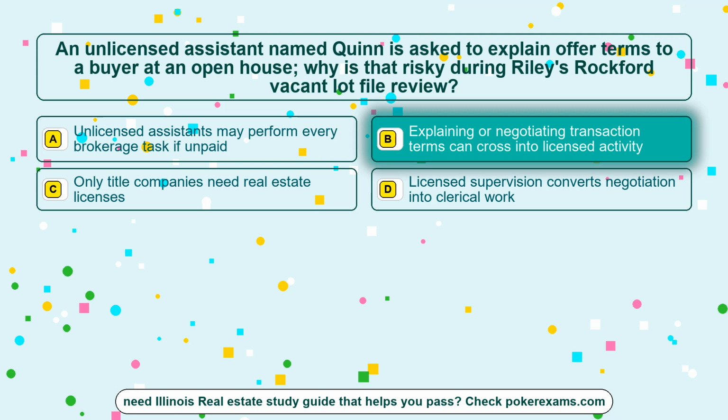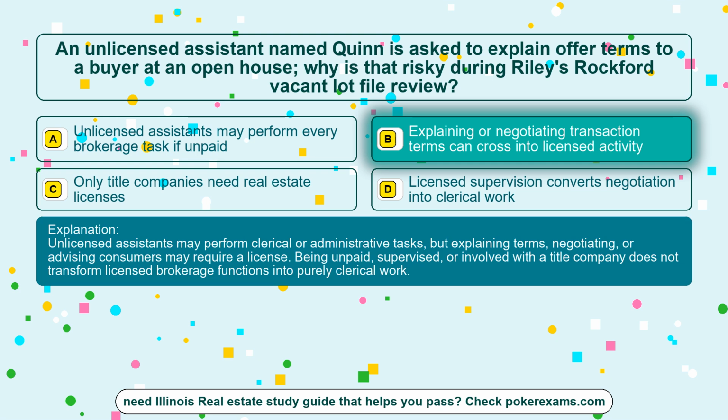The correct answer is option B. Explaining or negotiating transaction terms can cross into licensed activity. Unlicensed assistants may perform clerical or administrative tasks, but explaining terms, negotiating, or advising consumers may require a license. Being unpaid, supervised, or involved with a title company does not transform licensed brokerage functions into purely clerical work.